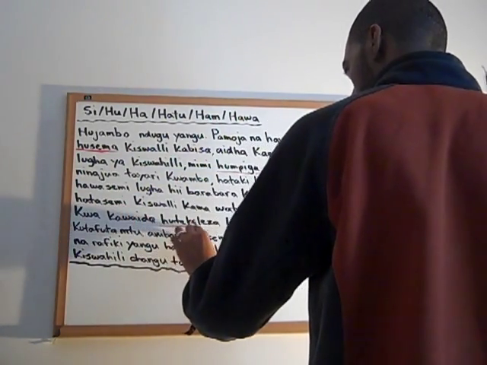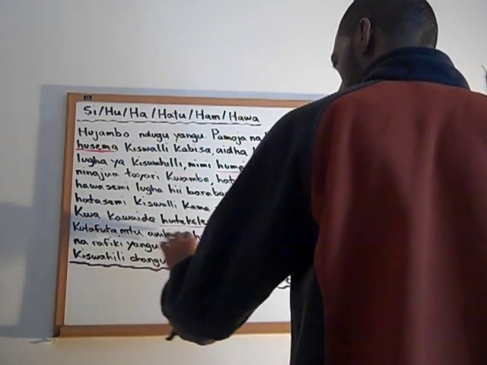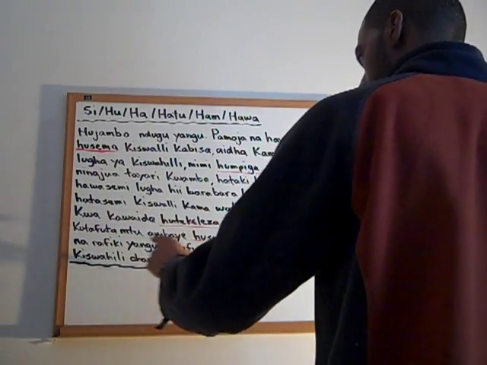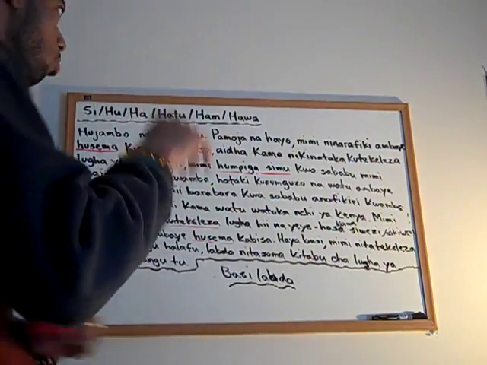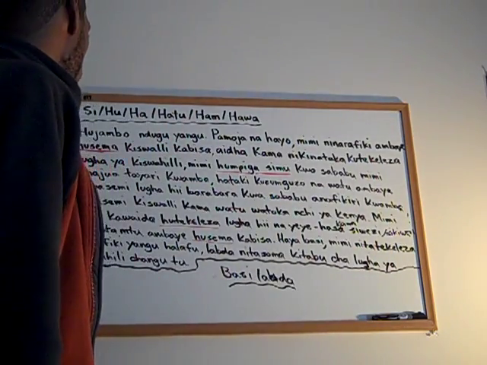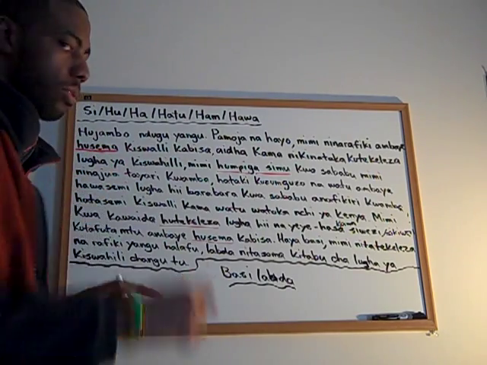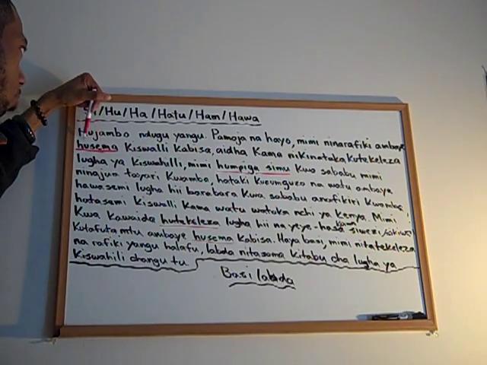Okay, hutekeleza. Husema again, and that's it. So in Swahili, when you want to use the habitual, it's "hu". It goes right in front of the verb. So sema means to speak, so you take hu and put it with sema. So husema is like speaking in general.